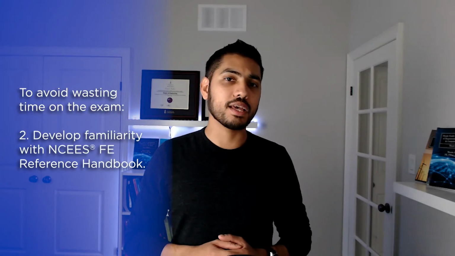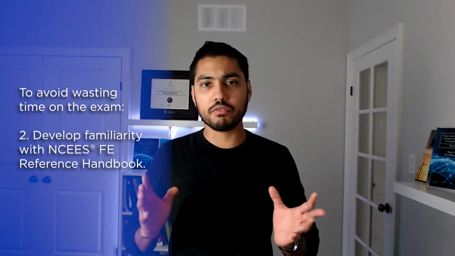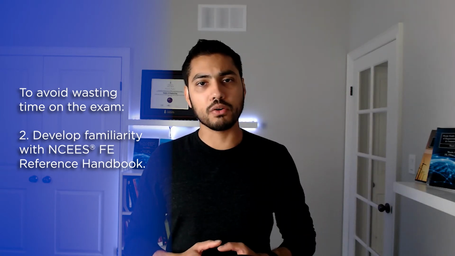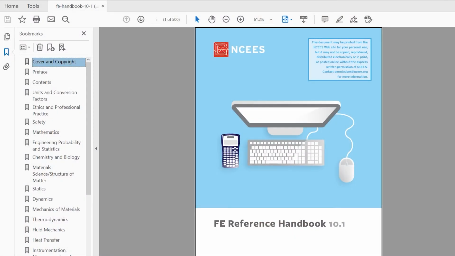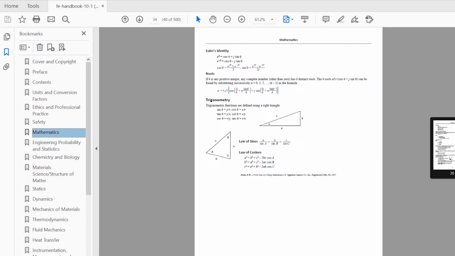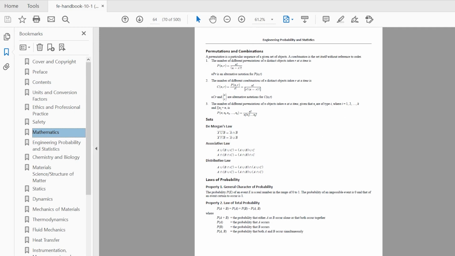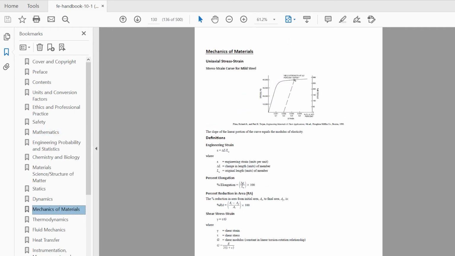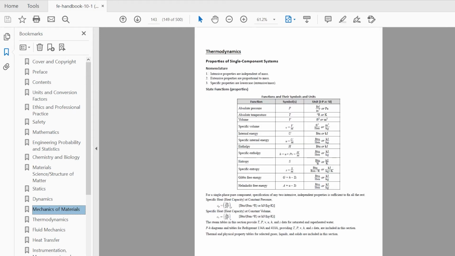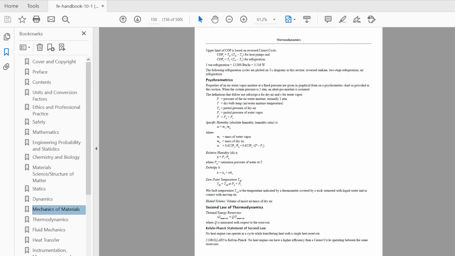The second recommendation on the same point, which is improving your timing on the exam, is to develop familiarity with the NCEES FE Reference Handbook. The NCEES FE Reference Handbook is the only resource that will be allowed to you in the exam. It is a closed book exam, but you're given the reference manual. It contains equations, formulas, diagrams, circuits, some definitions. So you don't really have to memorize a lot of things. In fact, in my opinion, you shouldn't spend a lot of time memorizing anything at all.